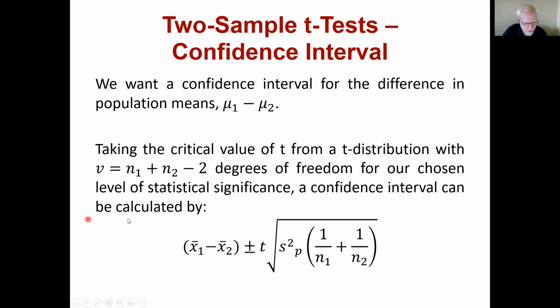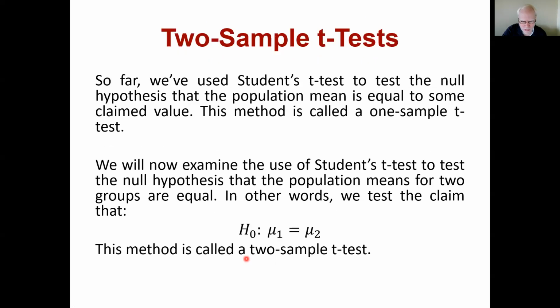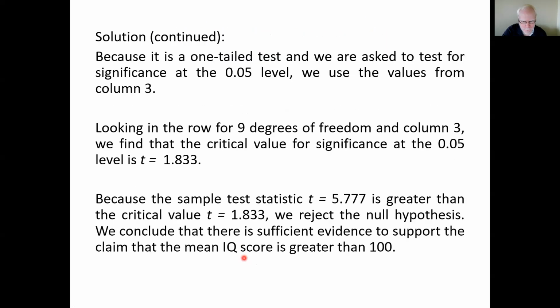The confidence interval can be calculated by sample mean 1 minus sample mean 2. So that's essentially because we're trying to find the difference between the two means, plus or minus, which is essentially what we were doing before, sorry for going backwards.